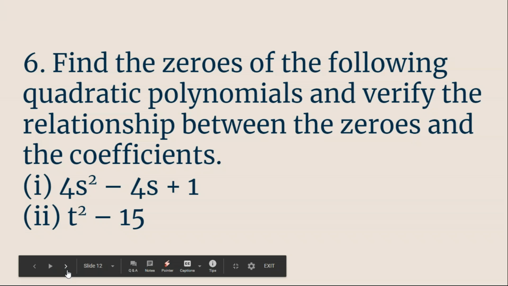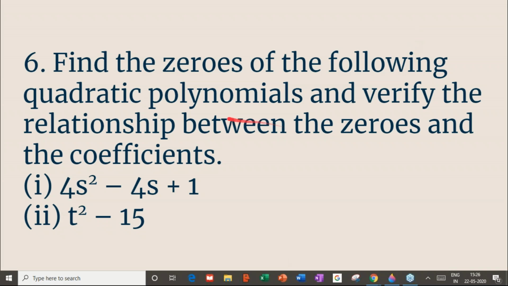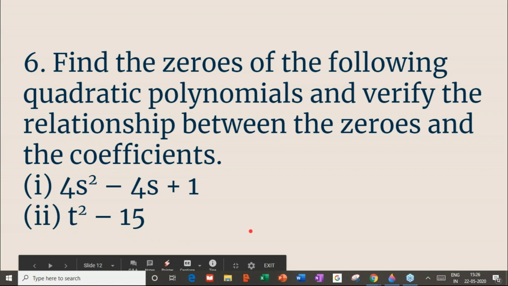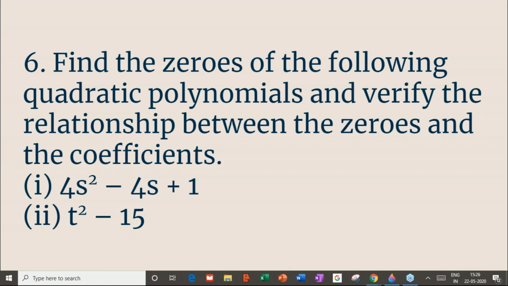Now you can start solving. First, take the first subpart. Find the zeros of the following quadratic polynomials and verify the relationship between the zeros and the coefficients. Okay, so the first subpart is 4s square minus 4s plus 1. So use factorization. Using factorization, you will get the zeros, right? First thing is to equate it to 0. Second step, factorization. Split the middle term, right?